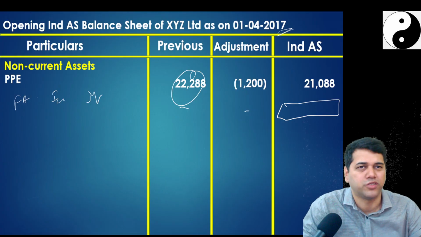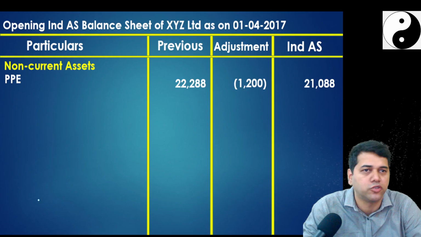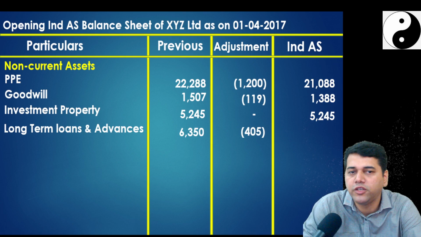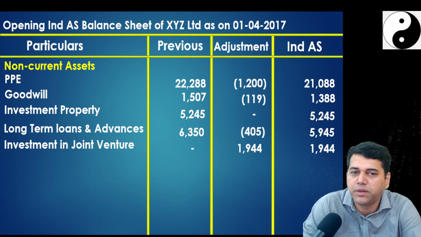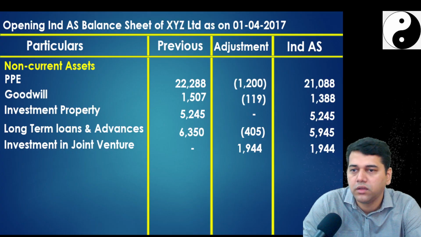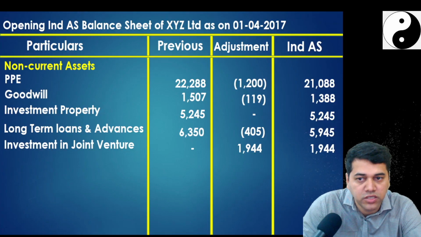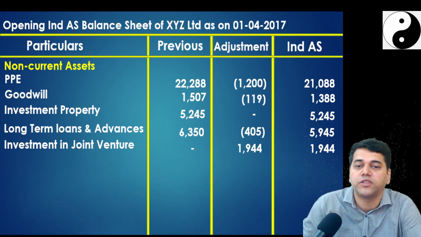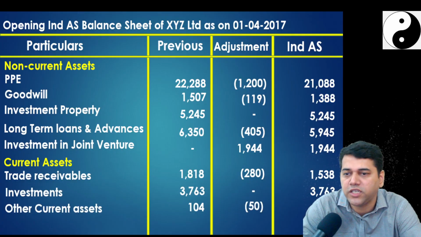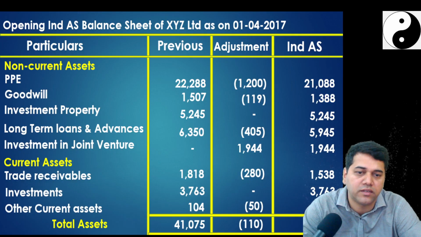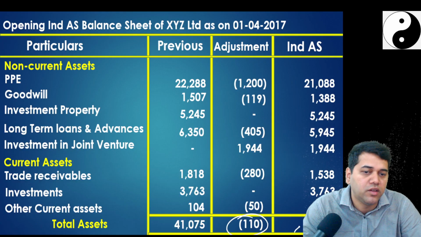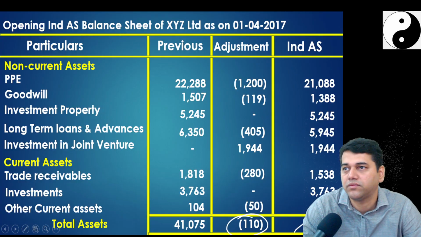It's a very simple question, correct? Study material question, right? So you have got a goodwill reduced to 1388. Investment property remained the same because there was no share of the joint venture there. Long-term loans and advances, there was a reduction, and you got one new investment called investment in joint venture 1944. Then your current assets, there is a reduction. Current investment, there is no reduction. Other current assets. So total of the balance sheet, adjustment is 110 for the assets, 40,965.